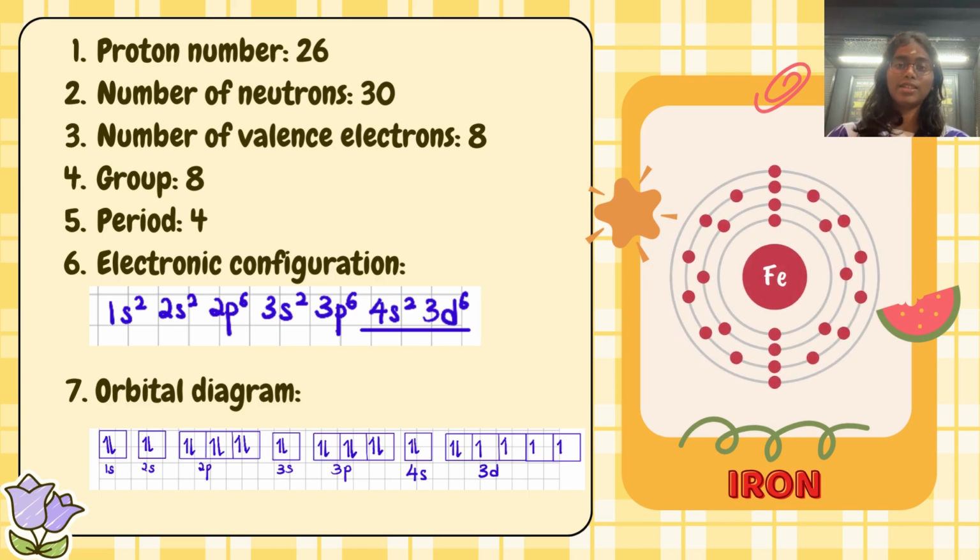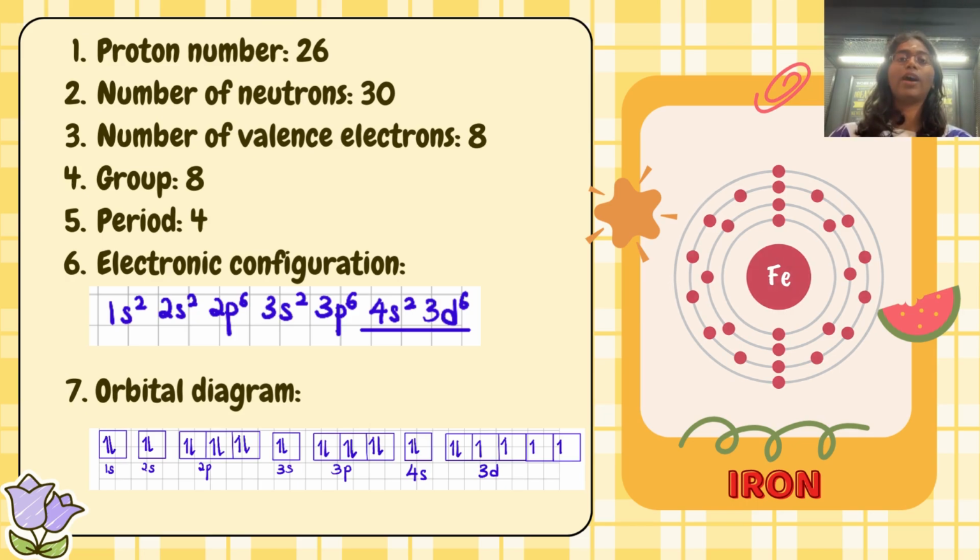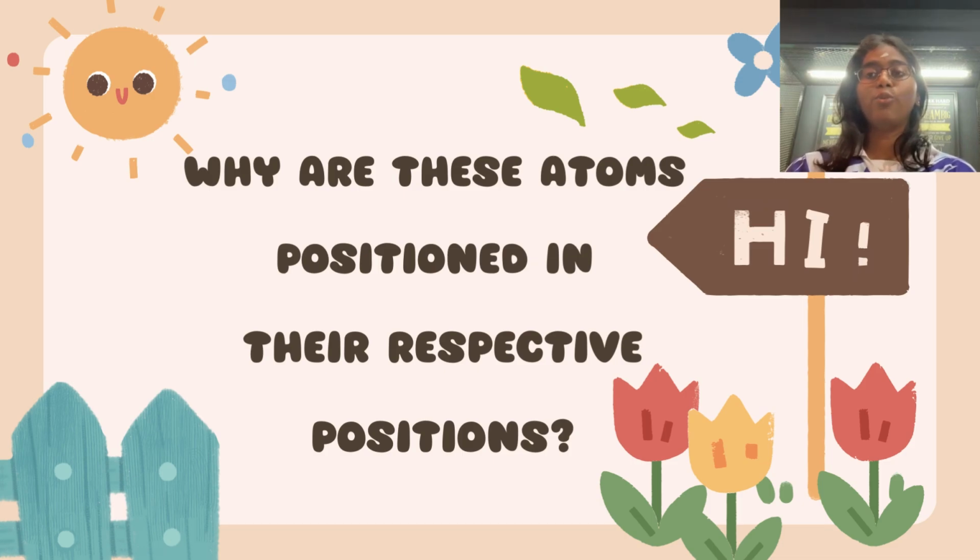The proton number of iron is 26. It has 30 neutrons and 8 valence electrons. Iron belongs to group 8 and period 4. The electronic configuration of iron is 1s2, 2s2, 2p6, 3s2, 3p6, 4s2, 3d6. This is the orbital diagram of iron. Now let us look at why these atoms are positioned in their respective positions.